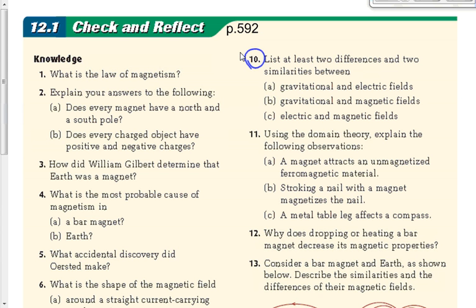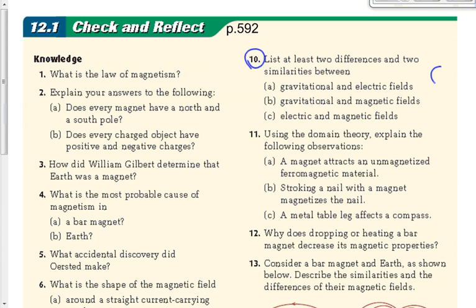What's the similarity? Good, they're both vector fields, so they both have a direction associated with them. Even though the direction is different, they both have a direction associated with it. Good. What's another one? What's another similarity? How about the shape of the field? The shape of the field. We call them radial fields.